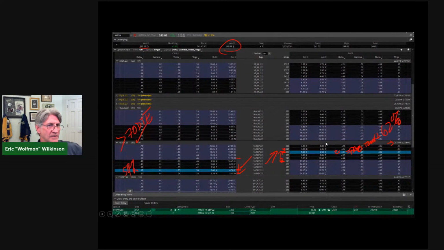Does anybody else have any questions before we roll out of here? You guys, we can take a look at another stock.